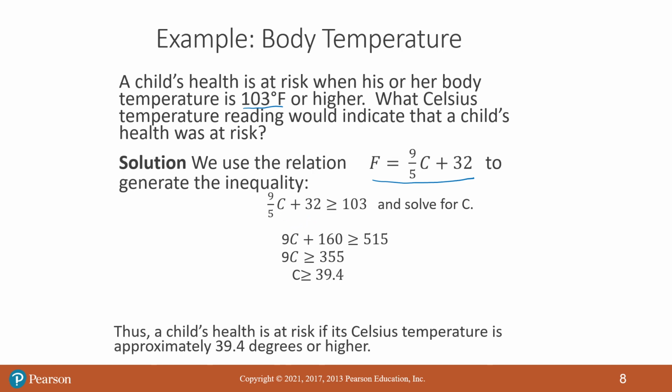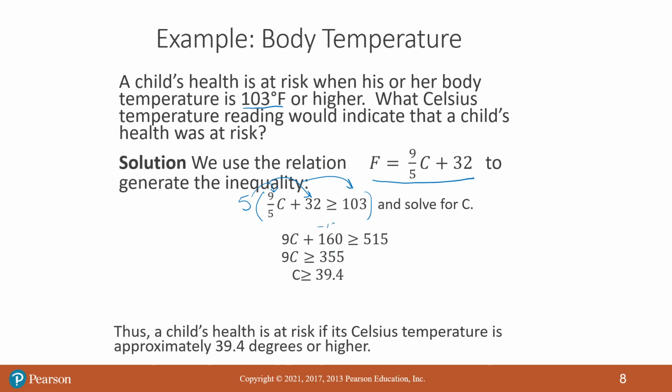Now, following my steps here, the first thing I'm going to do is get rid of this 5 in the denominator. So I technically need to multiply everything here times 5. Okay, 9/5 times 5 will cancel out the 5 in the denominator. I'm left with 9C. 5 times 32 is 160. 5 times 103 is 515. So I'm now simplified down to the inequality 9C plus 160 is greater than or equal to 515.